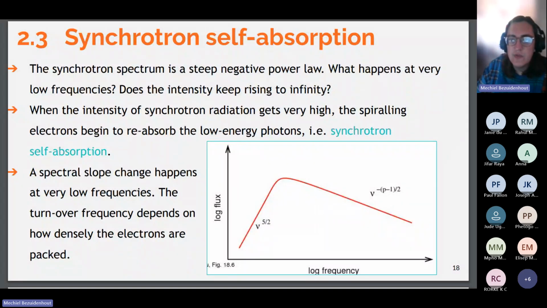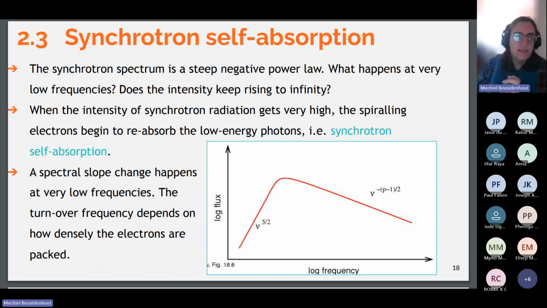So the electrons absorb the low energy photons. Does this mean that as time progresses, the peak of the spectrum shifts to lower frequencies? So that depends on if there is a steady supply of relativistic electrons. If you have a source that keeps producing these relativistic electrons, so the density of the electrons stays the same, then the peak is going to stay at the same place.